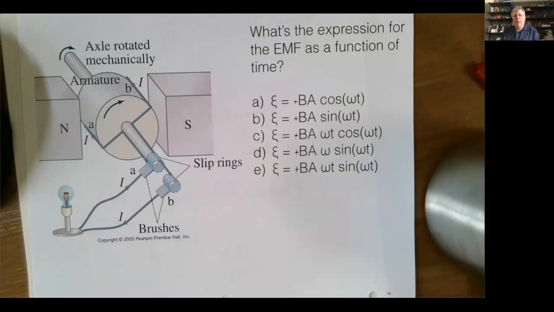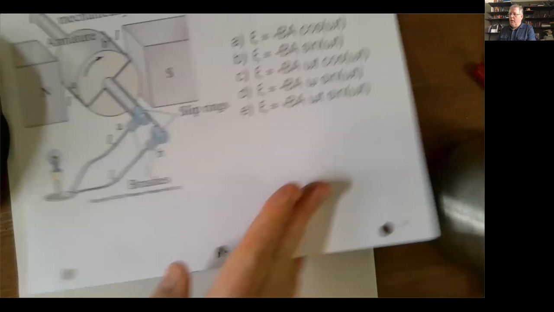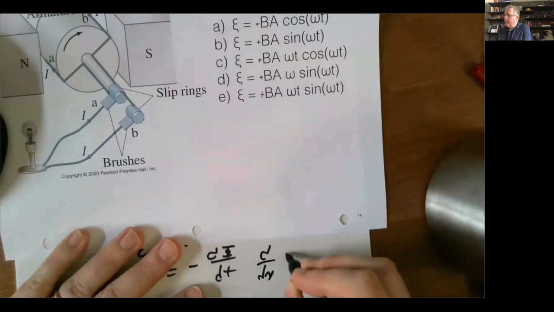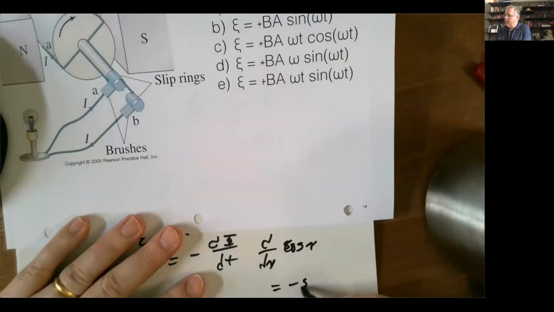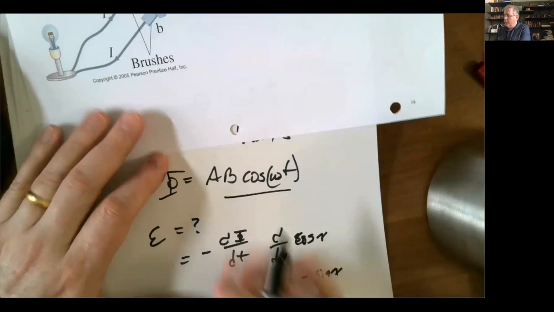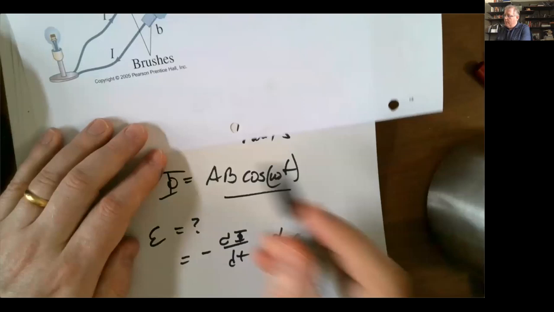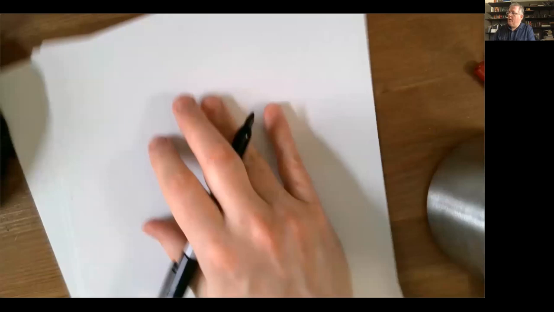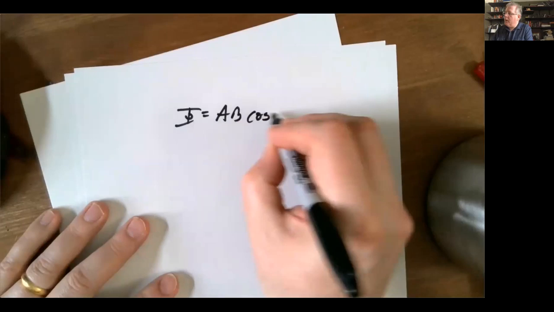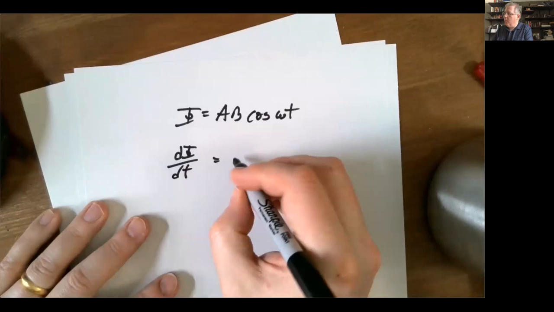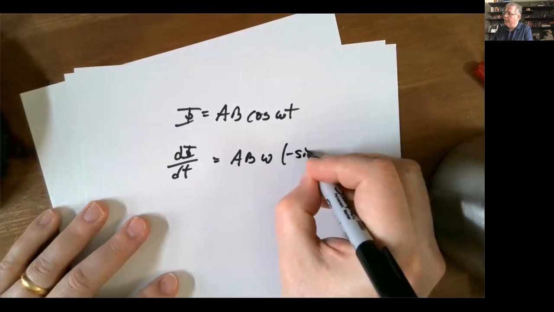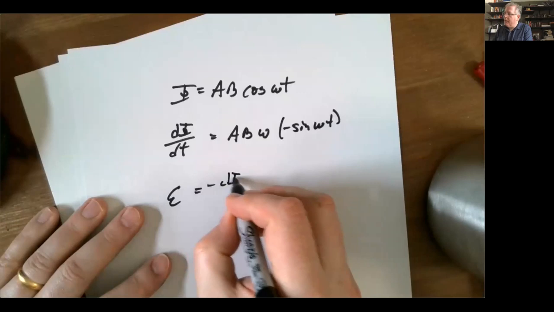Yeah, some of you got it. The derivative of cosine x is equal to minus sine x. So if I want to take the time derivative of this, I use the chain rule. The flux is equal to AB cosine omega t. d phi dt is going to be equal to AB, the omega comes out because of the chain rule, minus sine omega t. So the field, which is negative d phi dt, it cancels the minus sign, and I'm left with AB omega sine omega t.